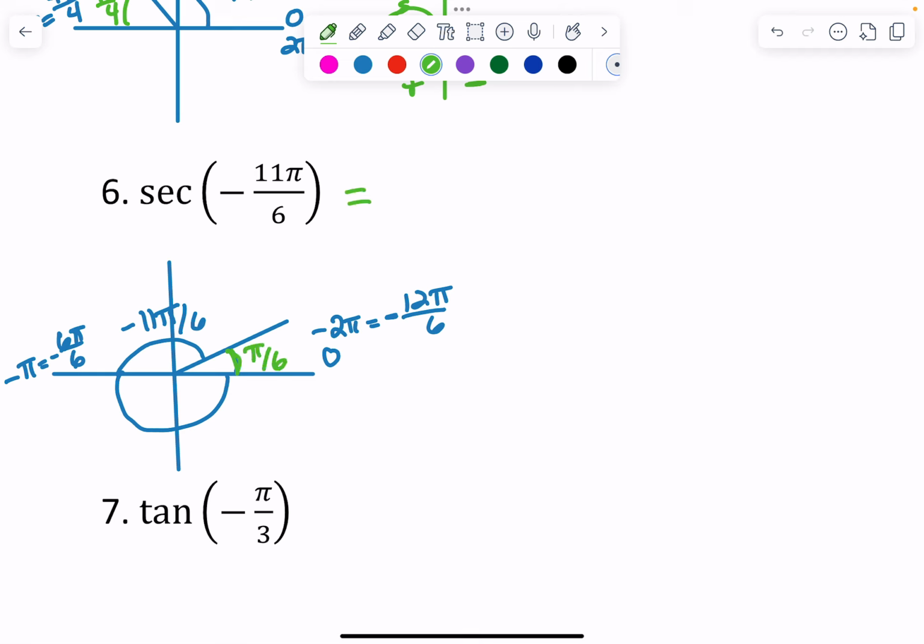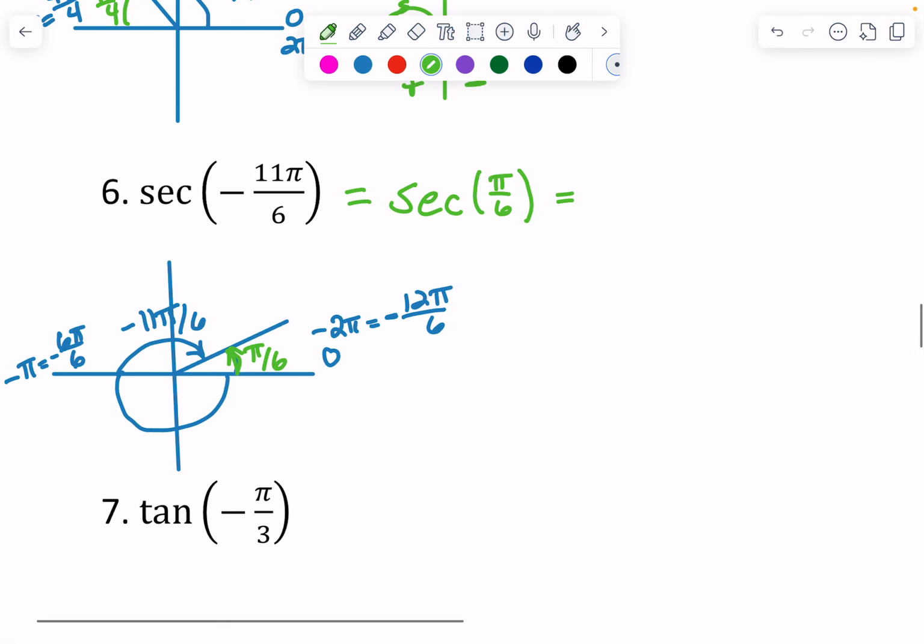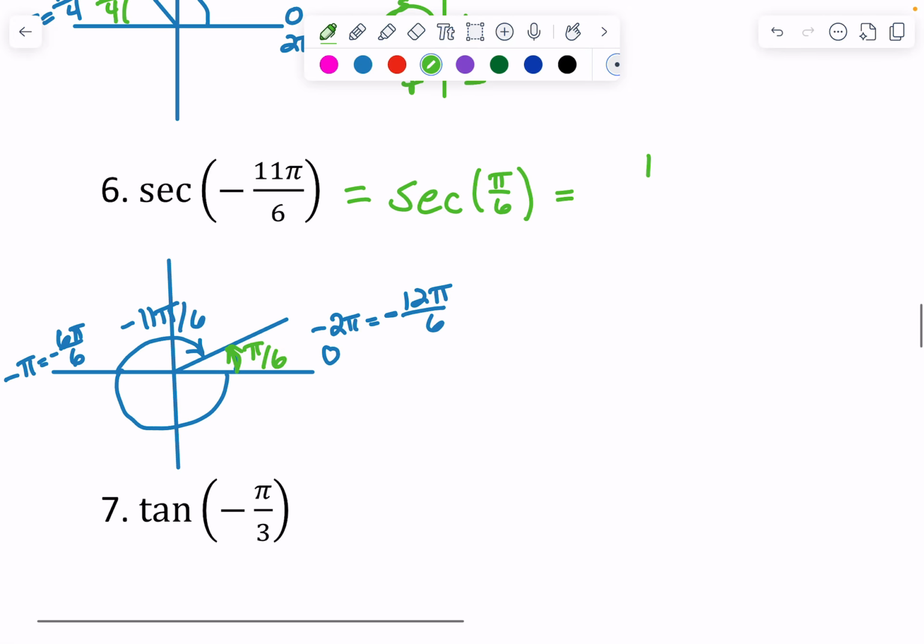So I can say this is equal to secant of pi over 6 if I want to think about it as a positive thing. I haven't changed any signs. All I did was instead of going this direction around, I said, let's go our normal direction around and put it in standard position. All right. Next step, secant. Secant is 1 over cosine. Notice they both have an S and a C, and they both have a vowel in the middle. So 1 over cosine of pi over 6.